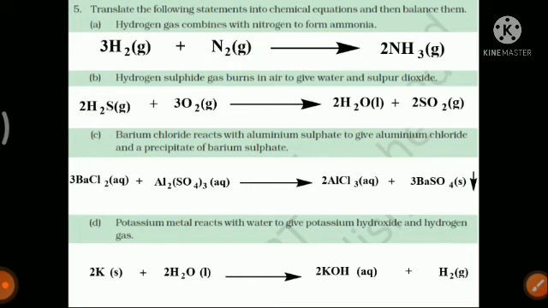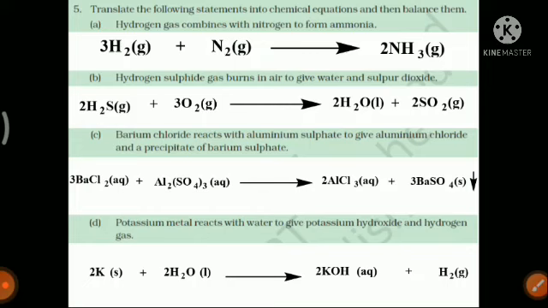Okay, second option B, hydrogen sulfide gas burns in air to give water and sulfur dioxide. Whenever you see that something burns in air, that means oxygen is added. So when hydrogen sulfide gas burns in air, oxygen will add to it and it will form water, which will be in liquid state, and sulfur dioxide, which is also a gas. Okay, and then you have to balance it.